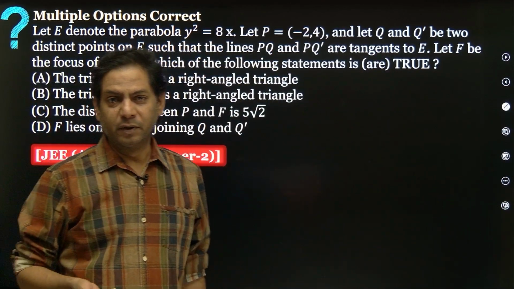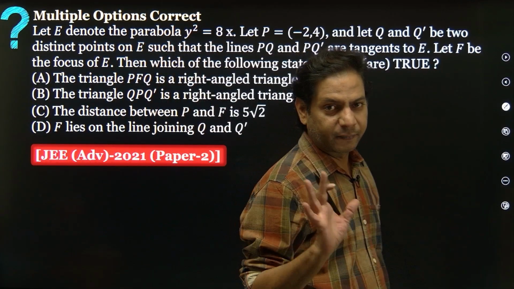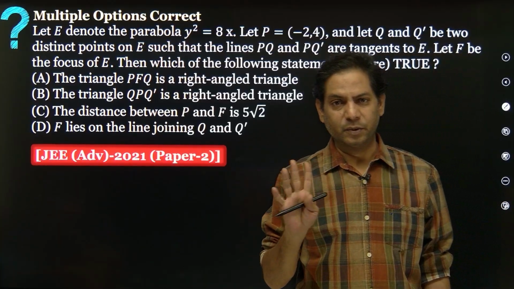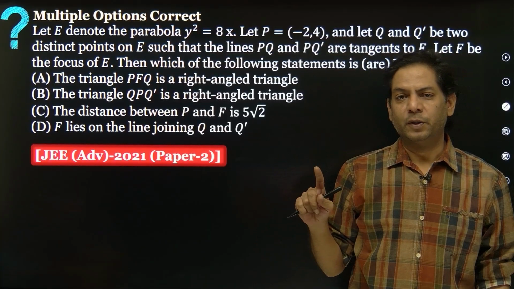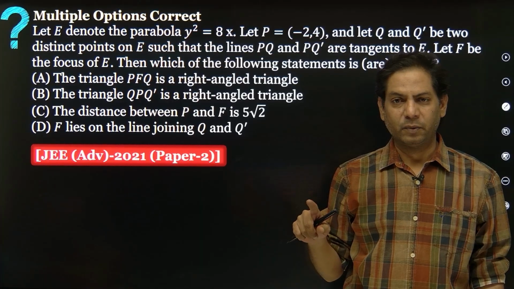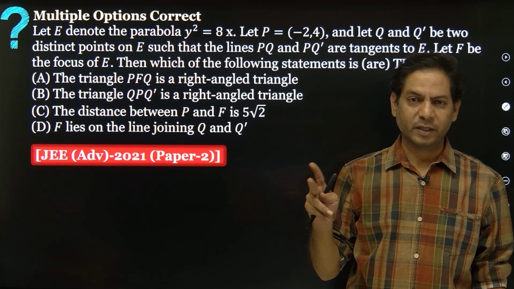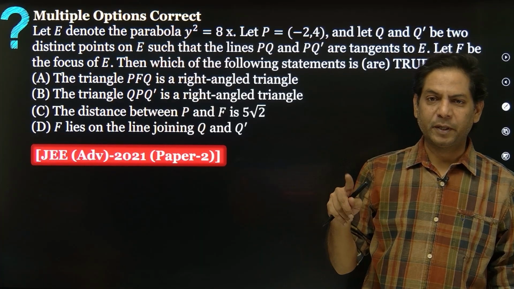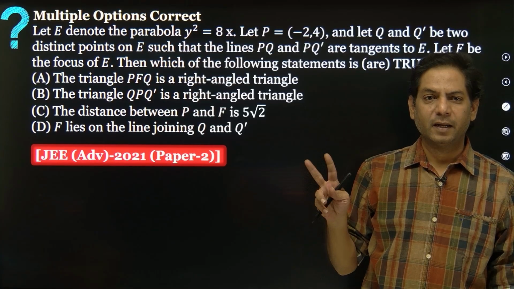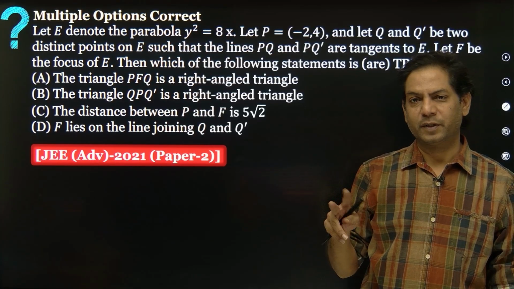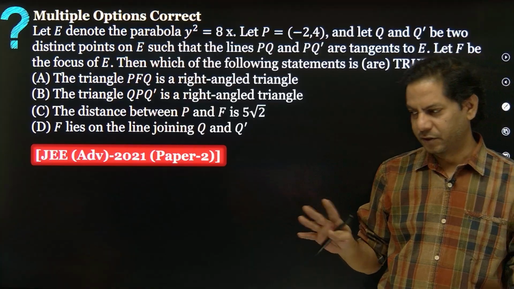E denotes the parabola y square is equal to 8x, okay, y square is equal to 4ax, a is equal to 2. P is equal to minus 2 comma 4 and Q, Q dash be two distinct points on E such that PQ and PQ dash are tangents to E. Let F be the focus of E, then which of the following statements are true? Let's draw a rough diagram.